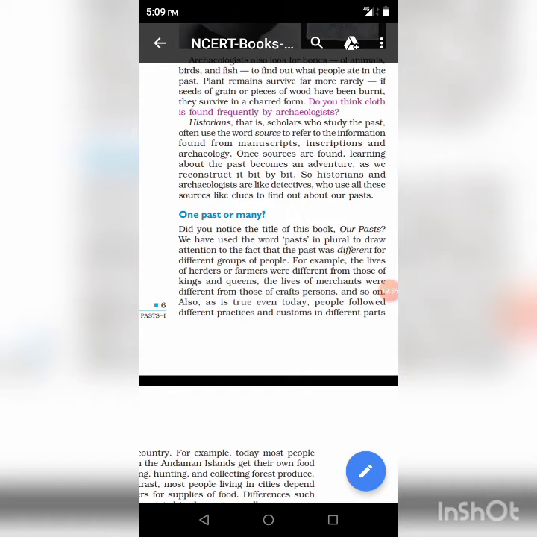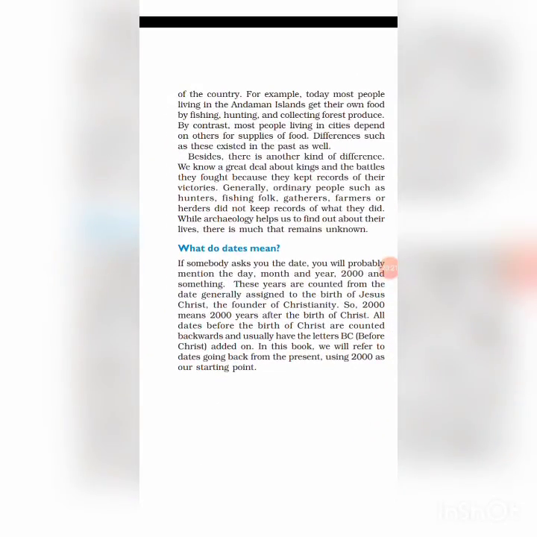For example, the lives of herders and farmers were different from those of kings and queens. The lives of merchants were different from those of craftspersons, and so on. Also, as is true even today, people followed different practices and customs in different parts of the country. For example, today most of the people living in the Andaman and Nicobar Islands get their food with the help of fishing, hunting, and collecting foods produced inside the forest. Most of the people living in cities depend on others for the supply of food. Such differences existed in the past as well.